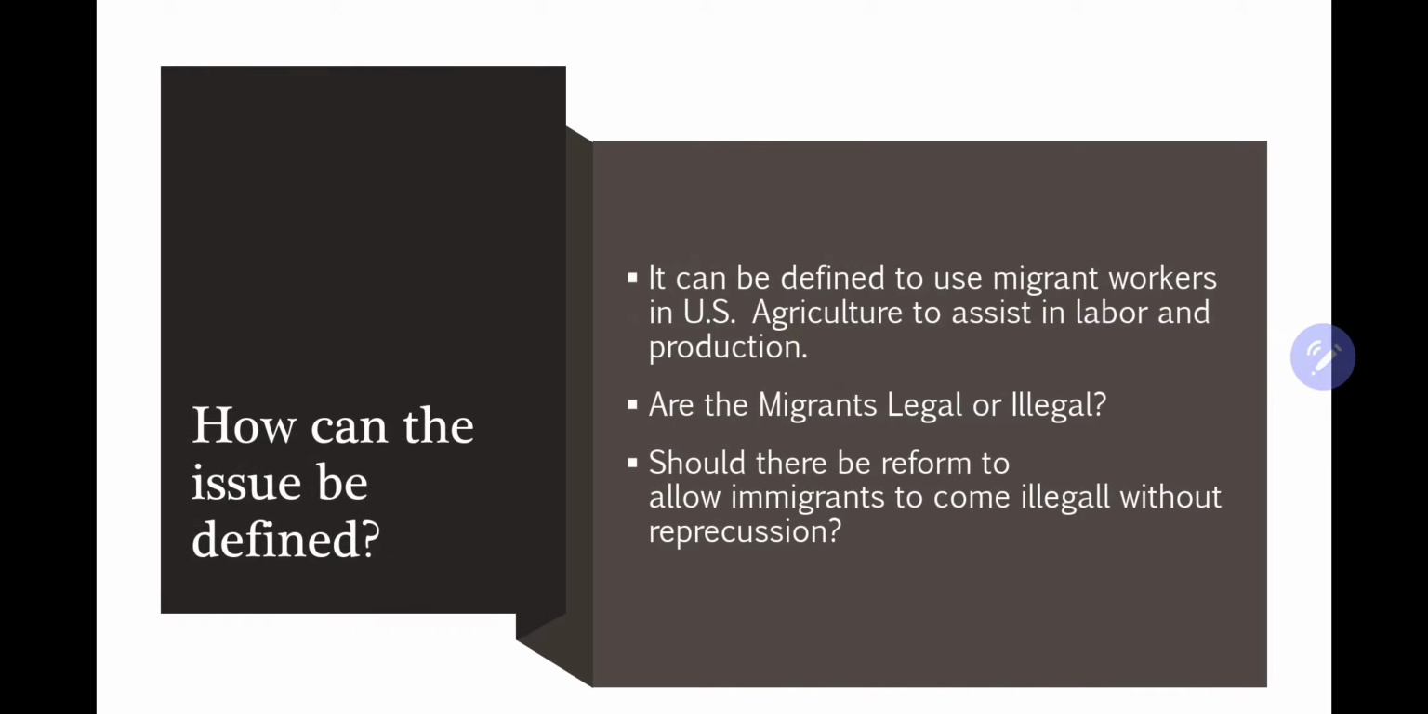So how can the issue be defined? It can be defined as using migrant workers in U.S. ag to assist in labor and production. And you've got to ask two questions when you give that statement. Are the migrants legal or illegal? And should there be reform to allow immigrants to come to the U.S. illegally without repercussions? And that's that open border policy that we talked about.